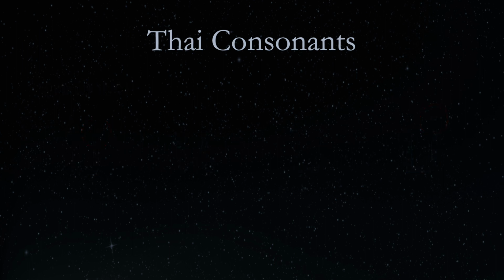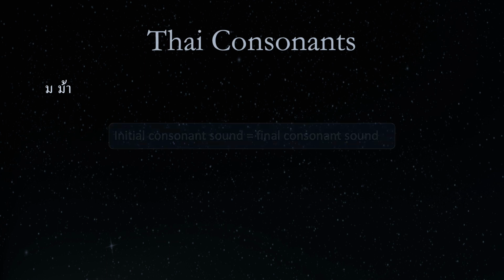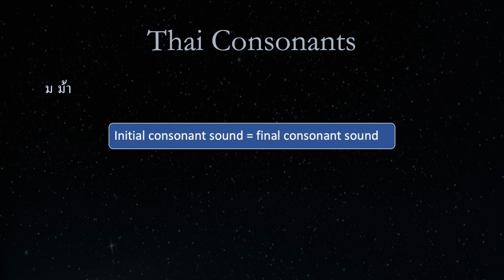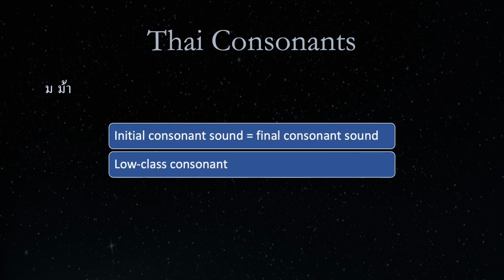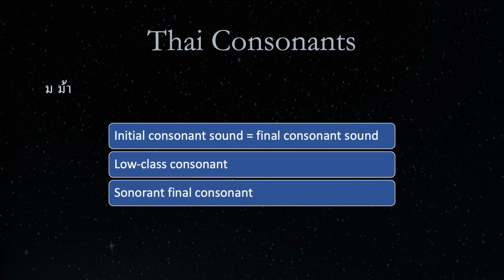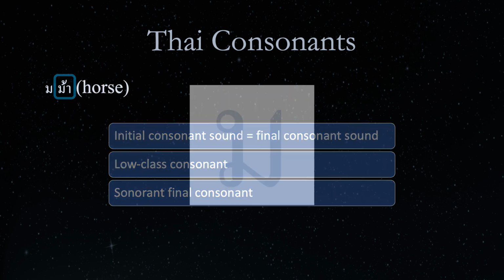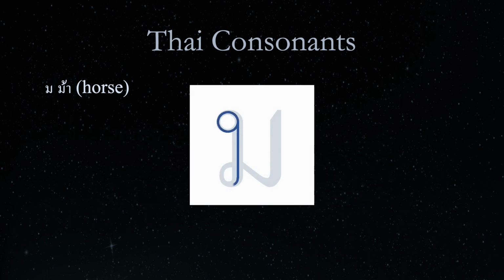That is the consonant ma, which sounds like an M at the beginning and end of a syllable. It is a localist consonant and a sonorant final consonant. The accompanying word ma means horse. Ma is written like this and bears some resemblance to these letters of the Thai alphabet.